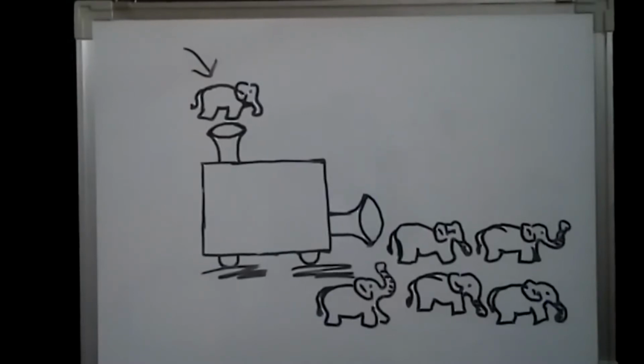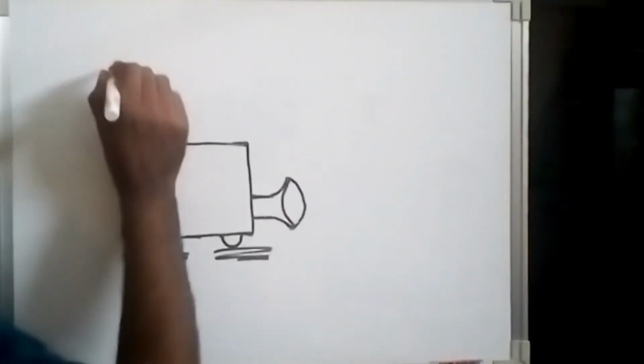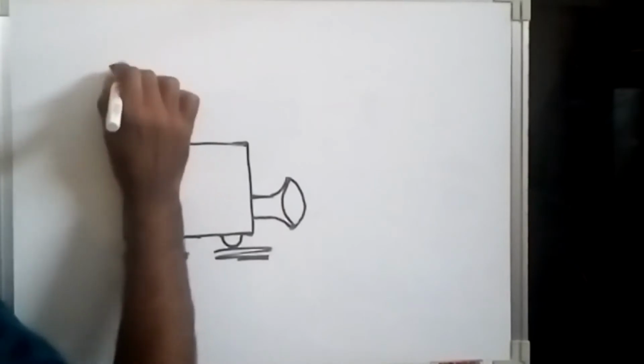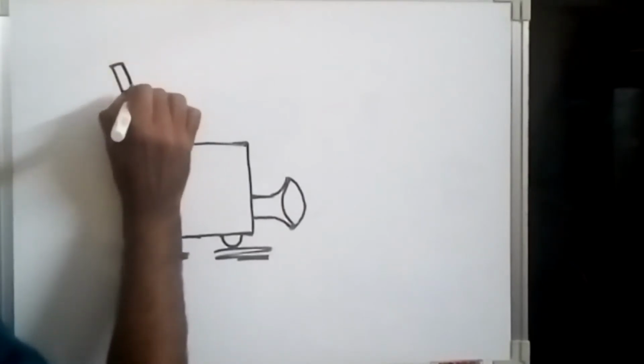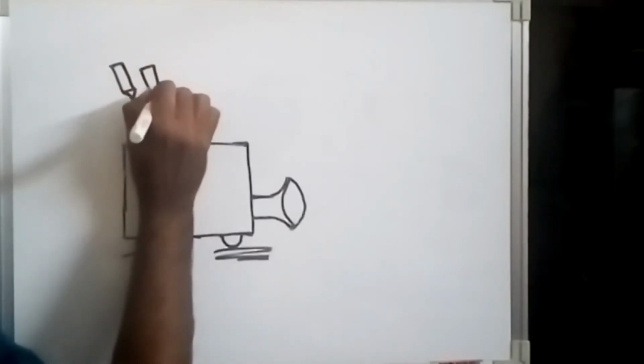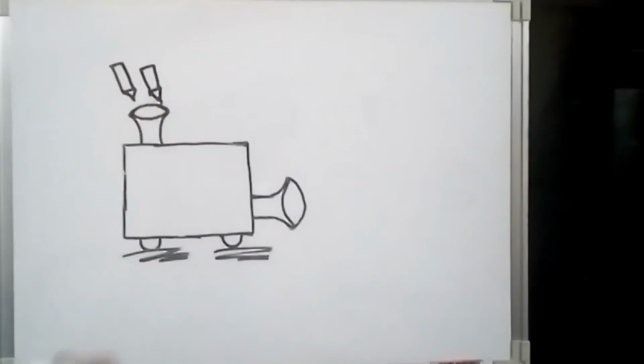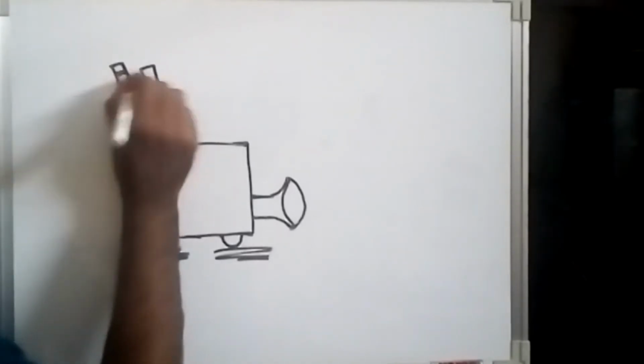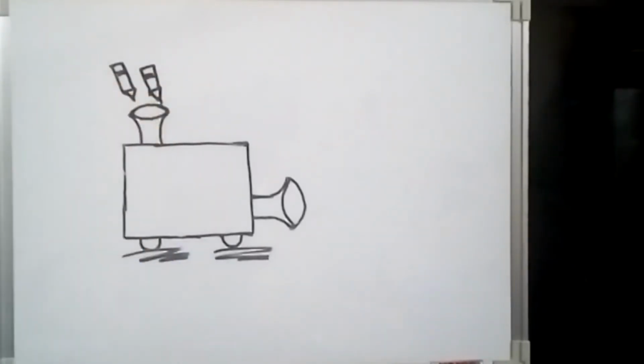And if I put two pencils into this machine, the machine will give me back how many pencils? First, it is doubled, 2 into 2, 4 plus 3. That is, the machine will give me back 7 pencils.